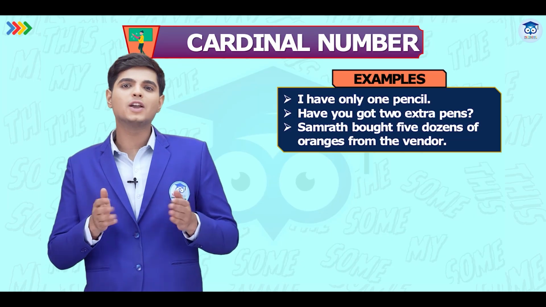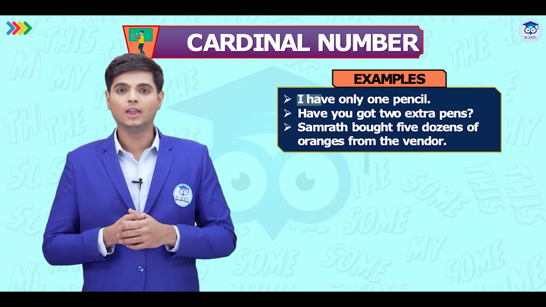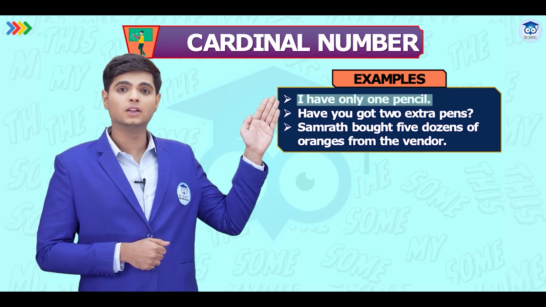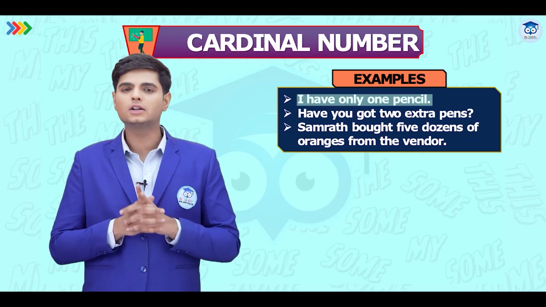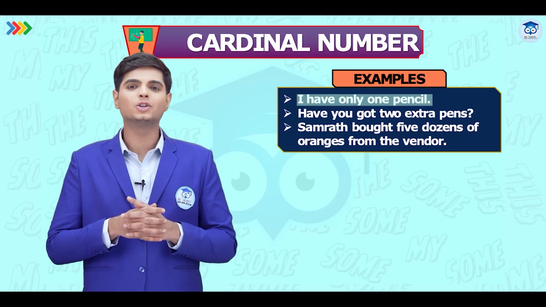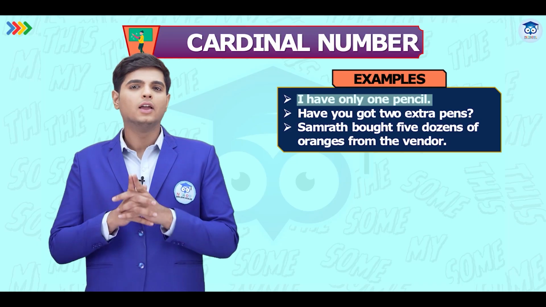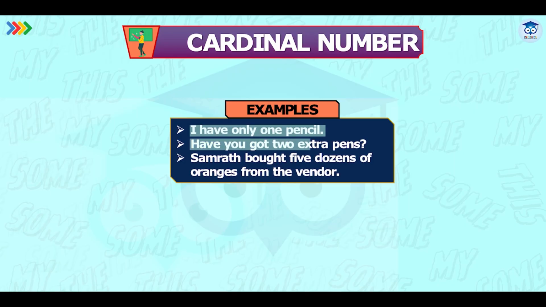Let's explore a few examples to make that clearer. In, I have only one pencil. The word one is a cardinal determiner indicating the quantity of the noun pencil. In the sentence, have you got 2 extra pens? 2 is again a number, telling us how many pens are being referred to. Another one is, Samrat bought 5 dozens of oranges from the vendor, where 5 is used to describe how many dozens were purchased. These number determiners always come before the noun they modify.